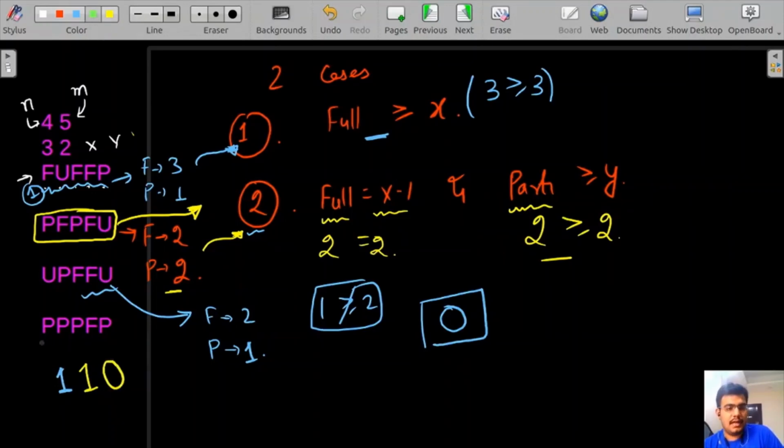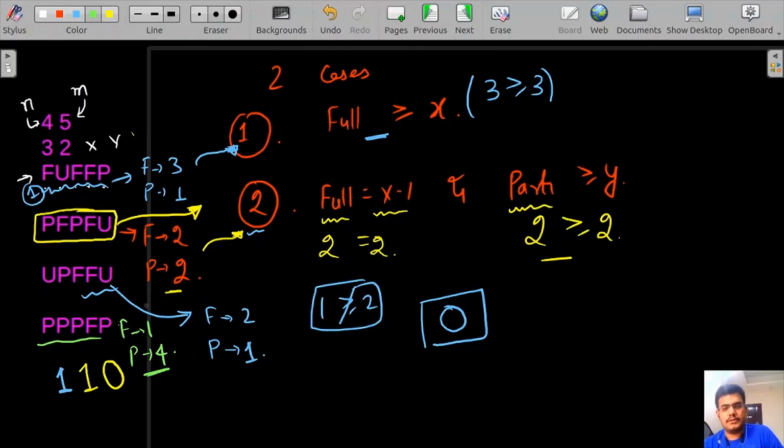Now if you see the last candidate, he also has m number of problems, and out of those m, fully solved are 1 and partially solved are 4. So for the last candidate, it also doesn't fall in any of the two categories, because for the first category we want the fully solved problems to be greater than or equal to x, which is not the case. And for the second category, the first condition is the violating one, that is, the number of fully solved problems is not equal to x minus 1.